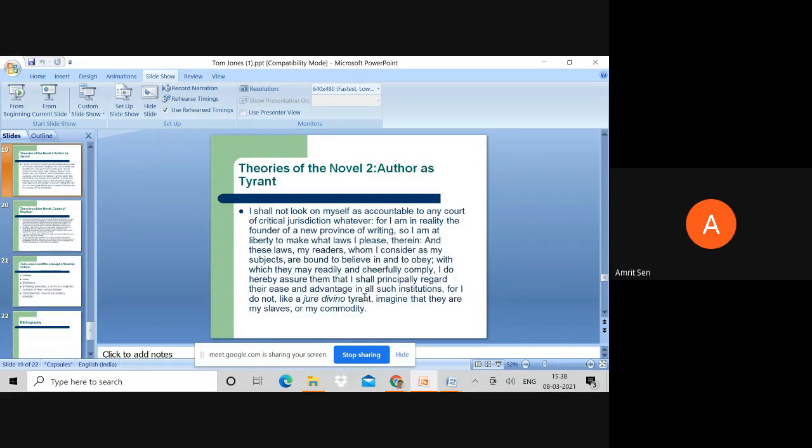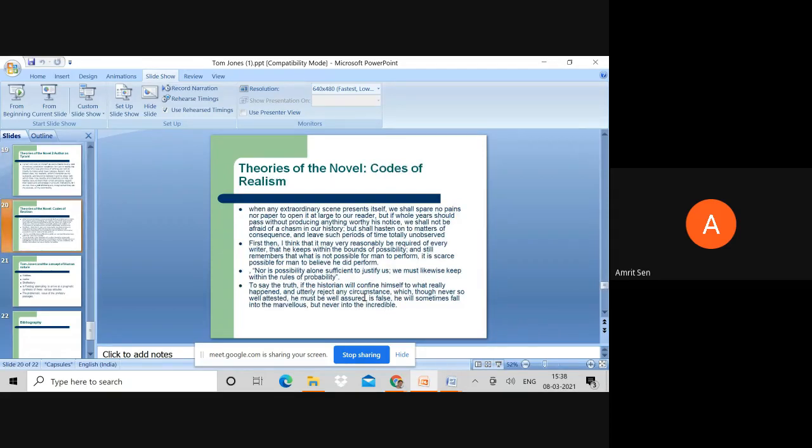So then Fielding talks about the codes of realism, and he defines what the realist novel will be like. And this is very important for you. He says that when any extraordinary scene presents itself, we shall spare no pains. But if whole years should pass without producing anything worthy, we shall hasten on. So saying I can take a leap in time. That means to say I don't have to describe event by event, moment by moment. So that's where the Shakespeare criticism also comes in, that the unity of time and place does not have to be maintained. He can leap over moments of time. And then he says, we must keep within the rules of possibility. And not only that, also in terms of probability.